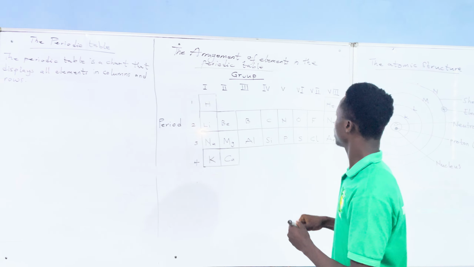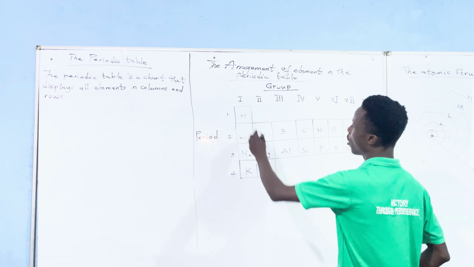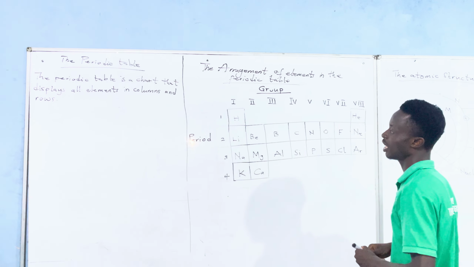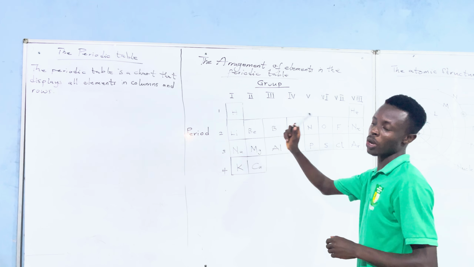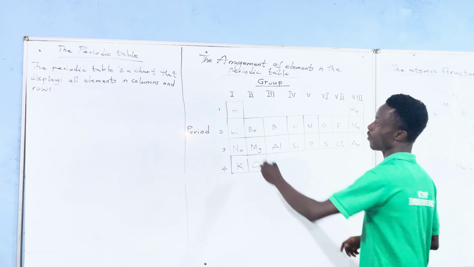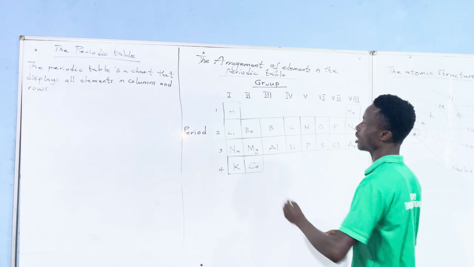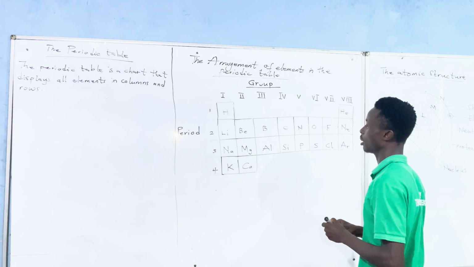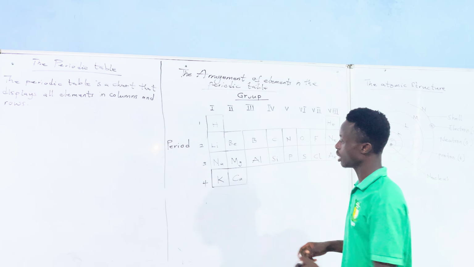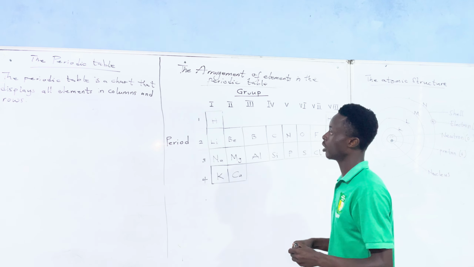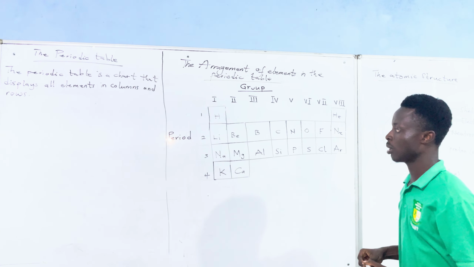So if you look at the elements in here, they are arranged from hydrogen to calcium, and the number of protons is what we use to arrange the elements. The first element, hydrogen, has 1 proton, so it is the first element on the periodic table. The number of protons of calcium is 20, so it is the 20th element on the periodic table. So that is the arrangement of elements in the periodic table.